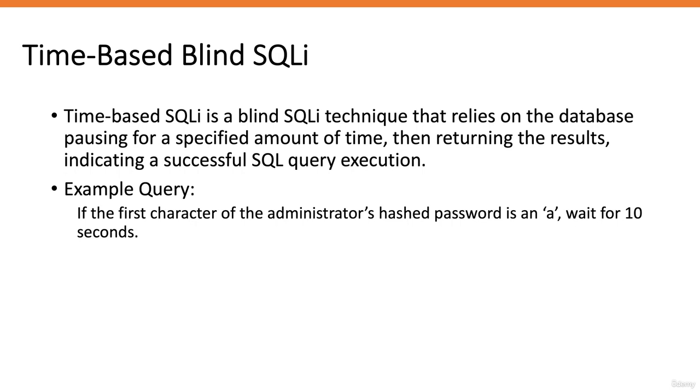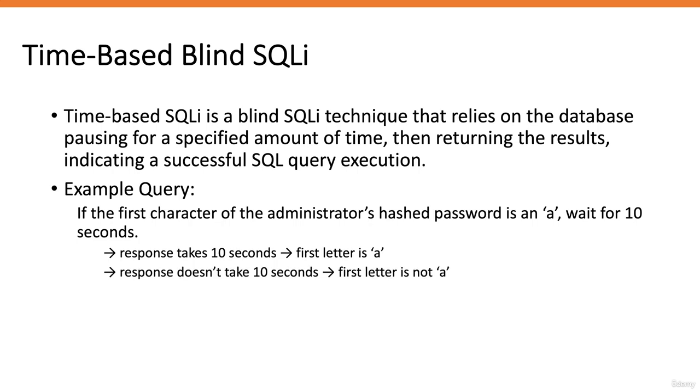And the example is the same as for Boolean-based SQL injection. The way you would extract information from the database is by asking the application true and false questions, except the condition over here is not a response in the application. The indication of whether it's true or false is going to be based on the response time of the application. And so I'm going to say if the first character of the administrator's hashed password is an A, then wait for 10 seconds. And if the response time takes 10 seconds to respond to me, then the first letter is A. If it doesn't take 10 seconds, then the first letter is not A.